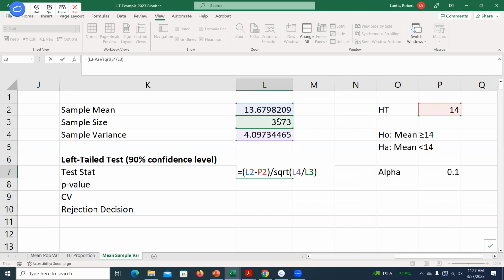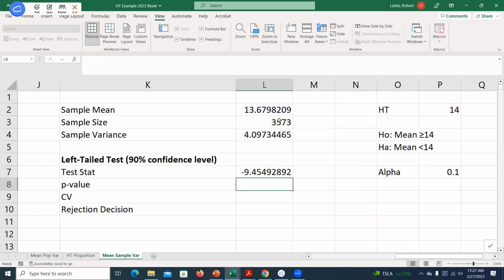So I hit enter here. And sure enough, even though I was only 0.32 away from the assumed true mean, 0.32 was 9 standard deviations away. And that's because the standard deviation was probably really, really small. I had a really high sample size. Okay.